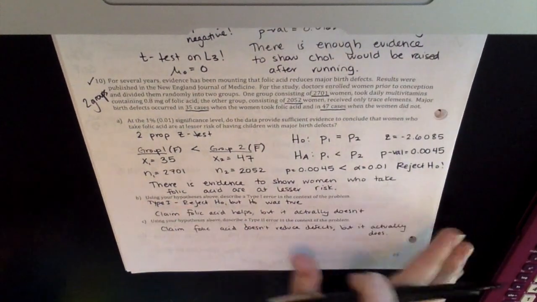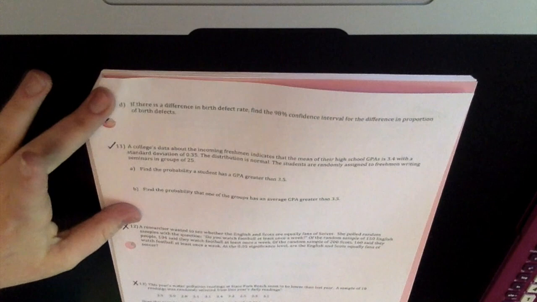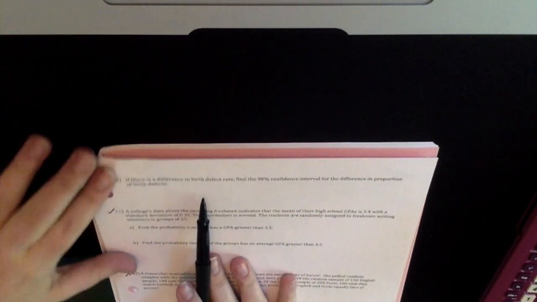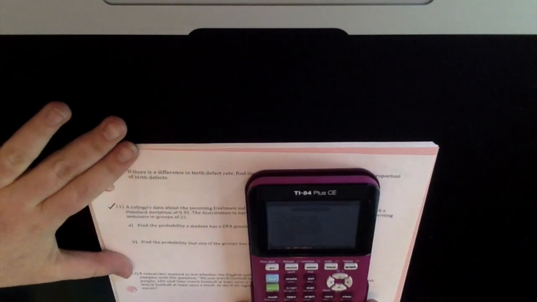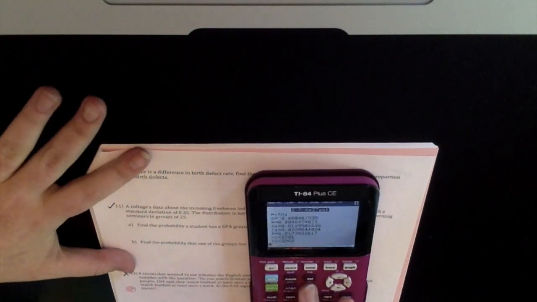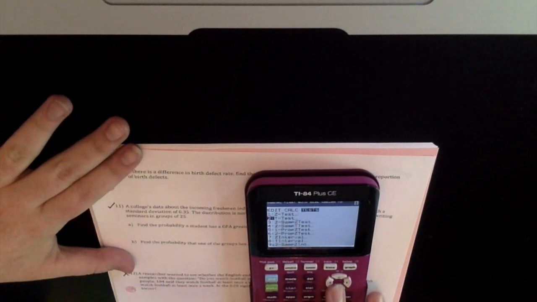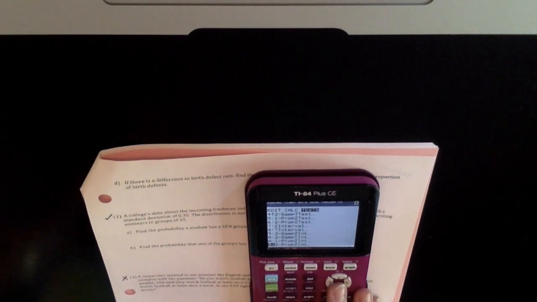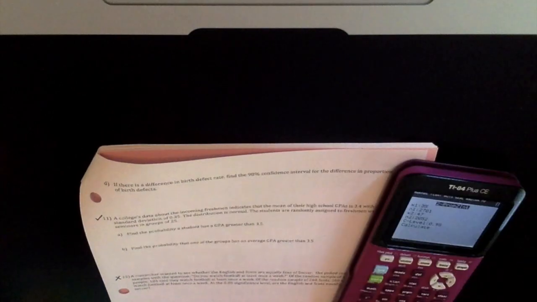Guys, we're at question 10, which means we're almost done. Okay, so I'm flipping it over. If there's a difference in birth defect rate, find the 98% confidence interval for the difference in proportion of birth defects. So guys, if we just did a 2-prop Z test, then we go back and do a 2-prop Z interval, which is really low down. So it's letter B. It remembers everything, and we just need to make sure we change this to 0.98 and calculate.